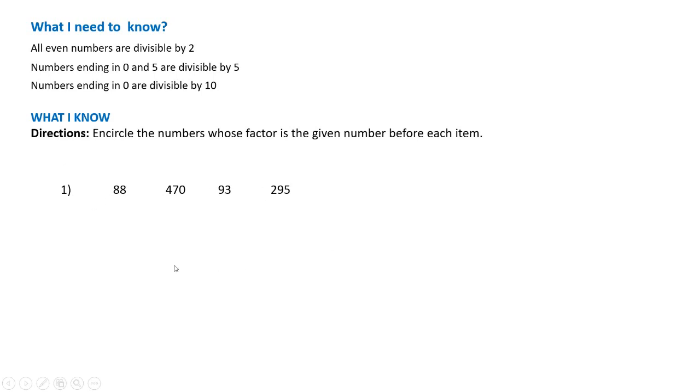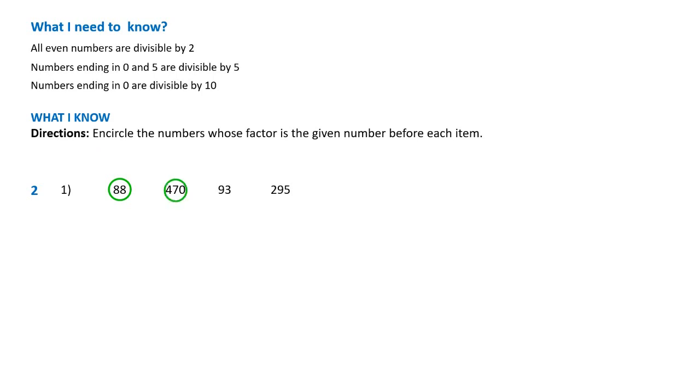First group, let's see which number is divisible by 2. Is 88 divisible by 2? Titingnan po natin ang last digit number kung ito ay even number. Dahil even number siya, divisible by 2 siya. Second, 470. Tingnan ulit natin ang last digit, if even number. Kung even number, divisible siya by 2.